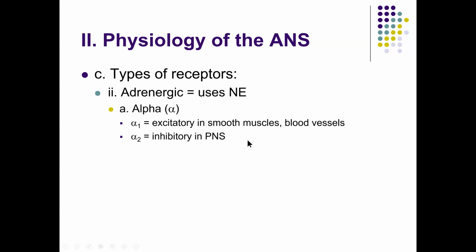We now have adrenergic, okay, which use norepinephrine. We have two types, alpha and beta. We have alpha 1, which is excitatory in smooth muscle and blood vessels, and alpha 2, which is inhibitory in the peripheral nervous system. So we had cholinergic receptors, nicotinic and muscarinic, and they used acetylcholine. We're now talking about adrenergic receptors that use norepinephrine. We have two types, alpha and beta. Okay, alpha 1 excitatory in smooth muscle, blood vessels, alpha 2 inhibitory in the peripheral nervous system.